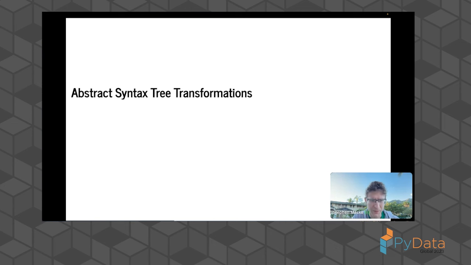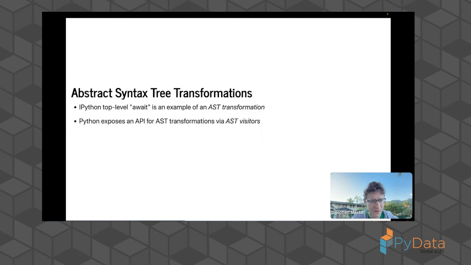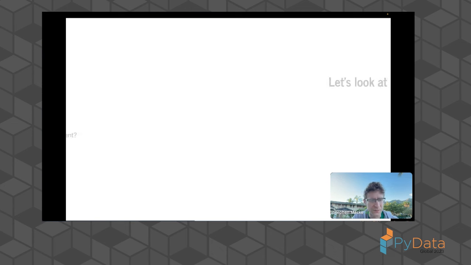So let's talk a little bit about abstract syntax tree transformations. The top level await is one example of an AST transformation. And it turns out that Python exposes an API for these AST transformers via AST visitors. So what are some of the interactive features we can enable if we leverage these to their full extent? If we just take this to its logical conclusion, what can we do? So let's take a look at some examples.